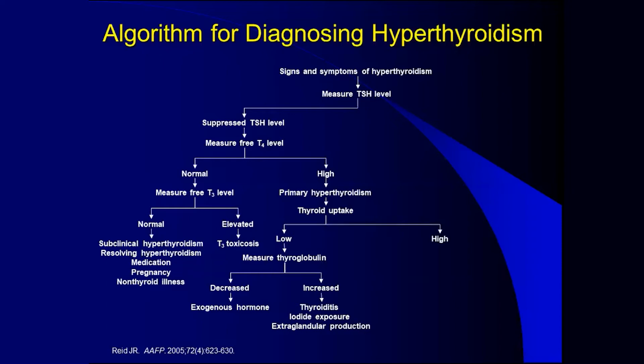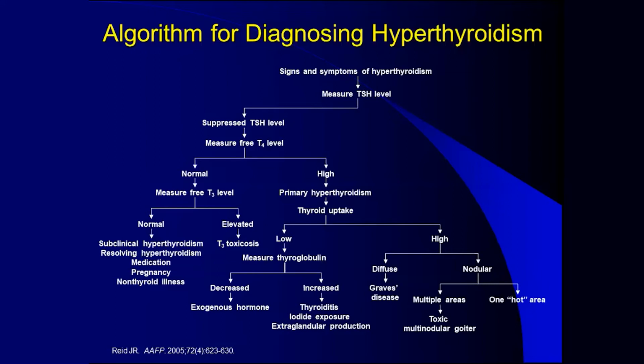However, if the thyroid uptake is high, as is more often the case, you need to check whether the uptake is diffuse or nodular. If it is diffuse, it is Graves' disease. If it is nodular, you need to check whether it is multinodular or single nodular. If it is multinodular, it is toxic multinodular goiter. If you see a single nodular, it's toxic adenoma or Plummer's disease.